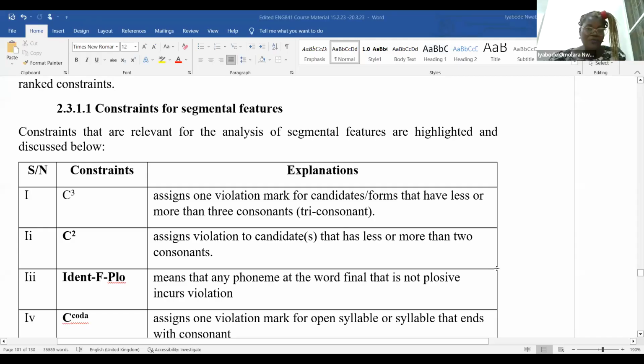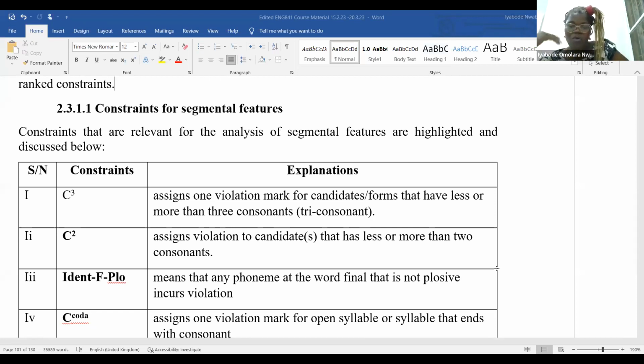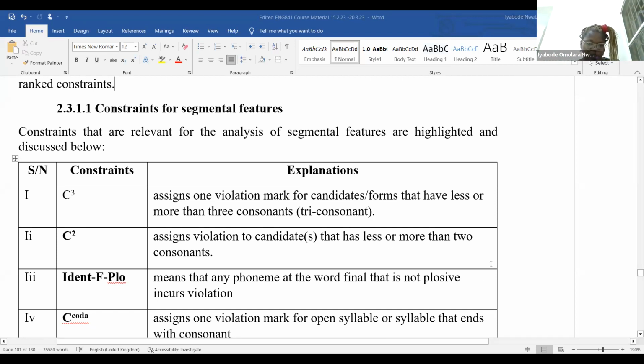Okay, let me see now. Yeah, this is it. So we have the constraints for segmental features. I think we can see now. So we're looking at the family of constraints that actually affect the structure. I'm going to run through it because it is much. We have 4. I've identified them for you in the slides. So now let's look at the constraints. Don't mind the typos and all of that. Now we have C3. What does it mean? It's assigned violation. Are we seeing the screen now?